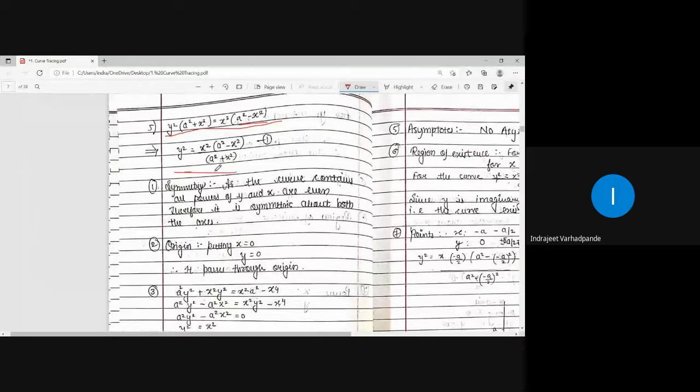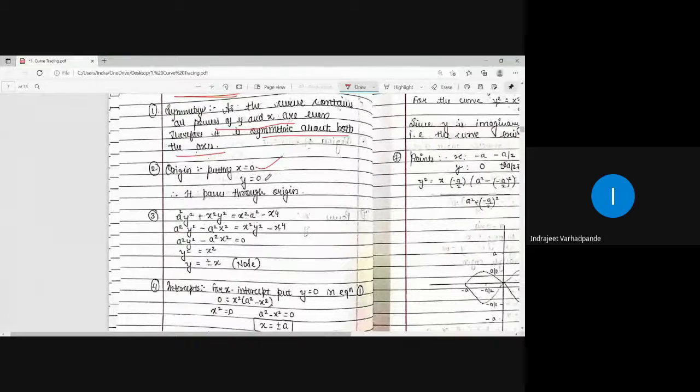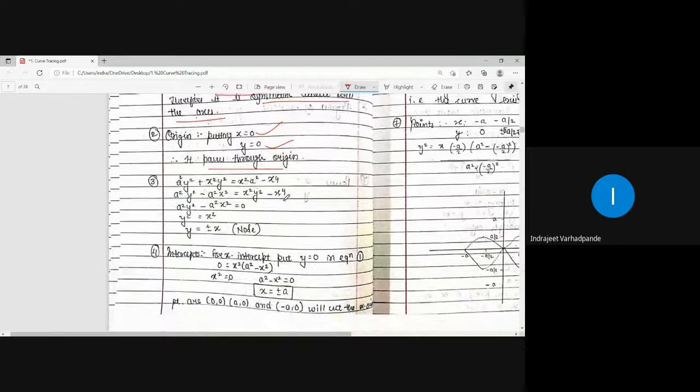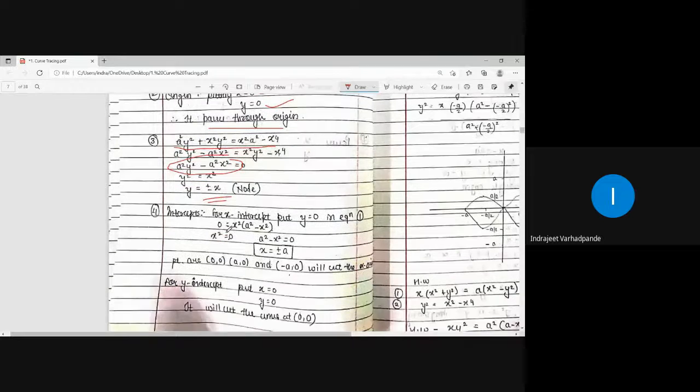Simplify, express y square is equal to this. As the curve contains all powers of y and x even, therefore it is symmetric about both the axes. Putting x is equal to 0, you get y is equal to 0, that means it passes through origin. Simplify the given curve, equate the lowest degree terms to 0, your answer is y is equal to plus minus x, which is a node, and then try to find out the intercepts.